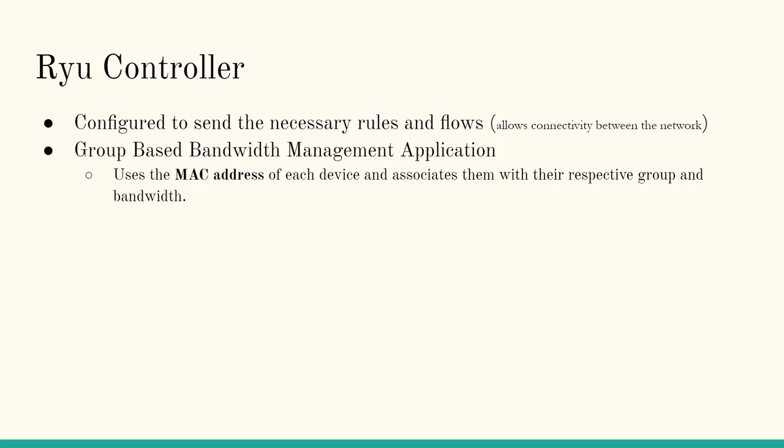As stated earlier in the system implementation network topology, the Rio controller is necessary because it is used to send the rules and flows to each router. We will also use the Rio controller to send out our bandwidth management application, and this uses the MAC address of each device and associates them with their respective group and bandwidth.